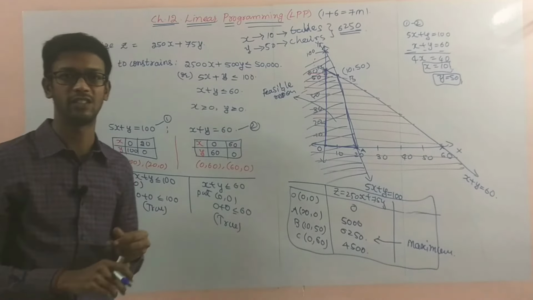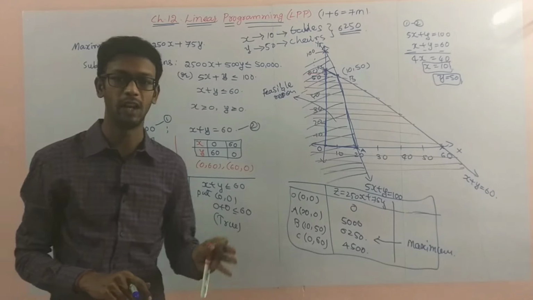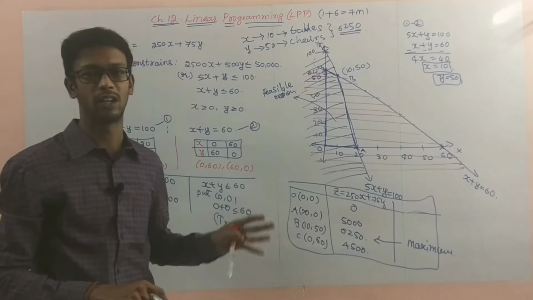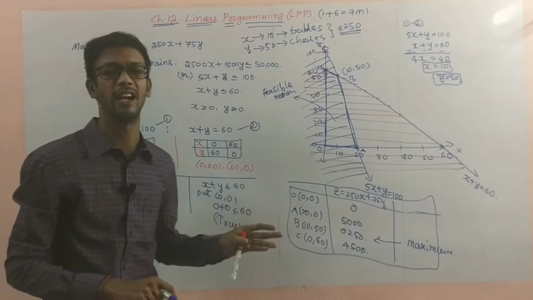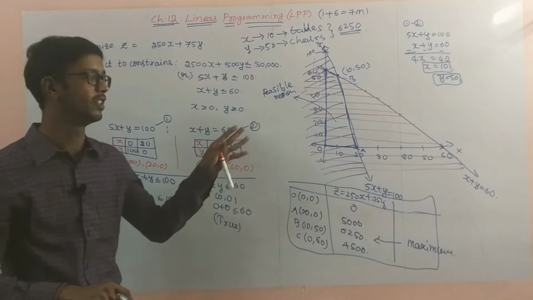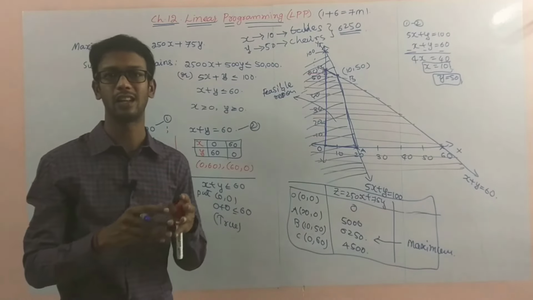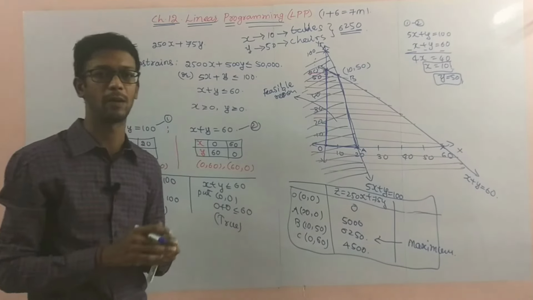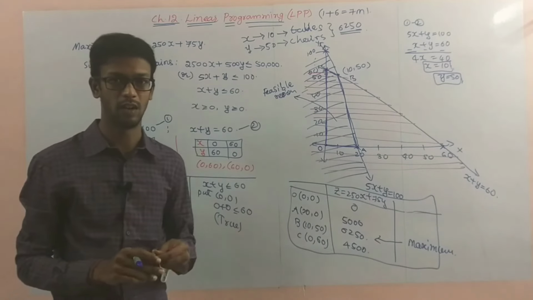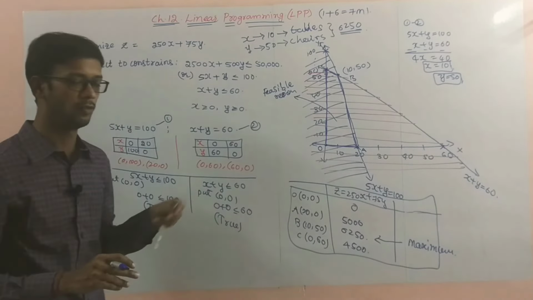Some basic definitions I told: linear programming, feasible region, objective function, constraints, non-negative constraints, feasible solution. These are the total basic definitions for 1 mark. I'll give the next definitions here. Pause the video to note it down.